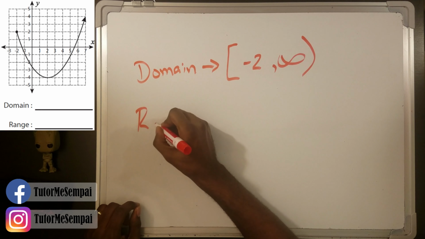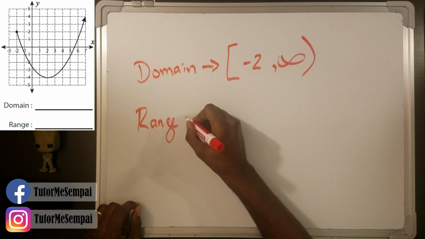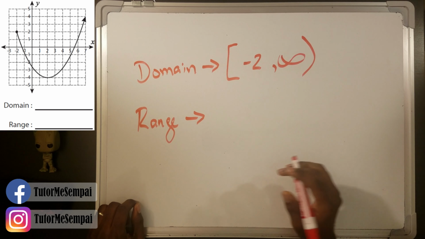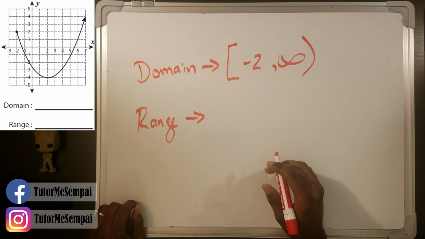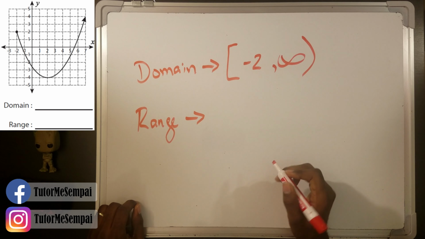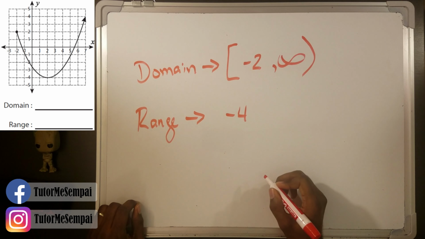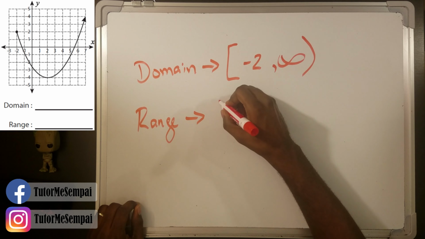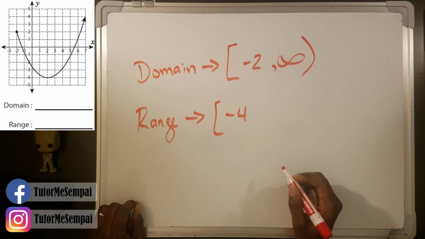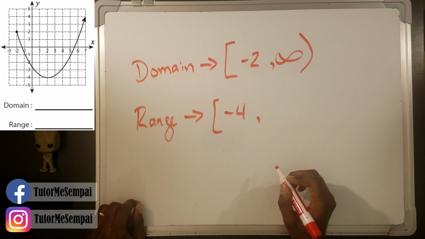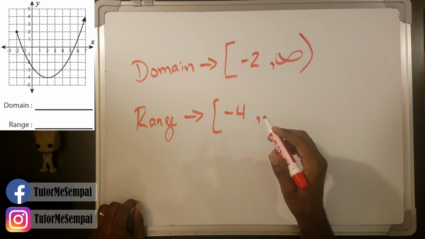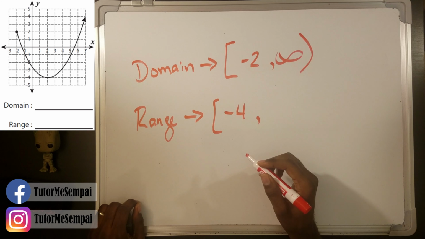Now looking at range, all possible y values. So what is the lowest y value that we have? So the lowest y value seems to be a -4. Now, does it hit -4? Yes, right? So we can actually put that in a square bracket as well. Now, the highest y value. Well, we have a y value at 2, right? When x is -2, we have a y value of 2.